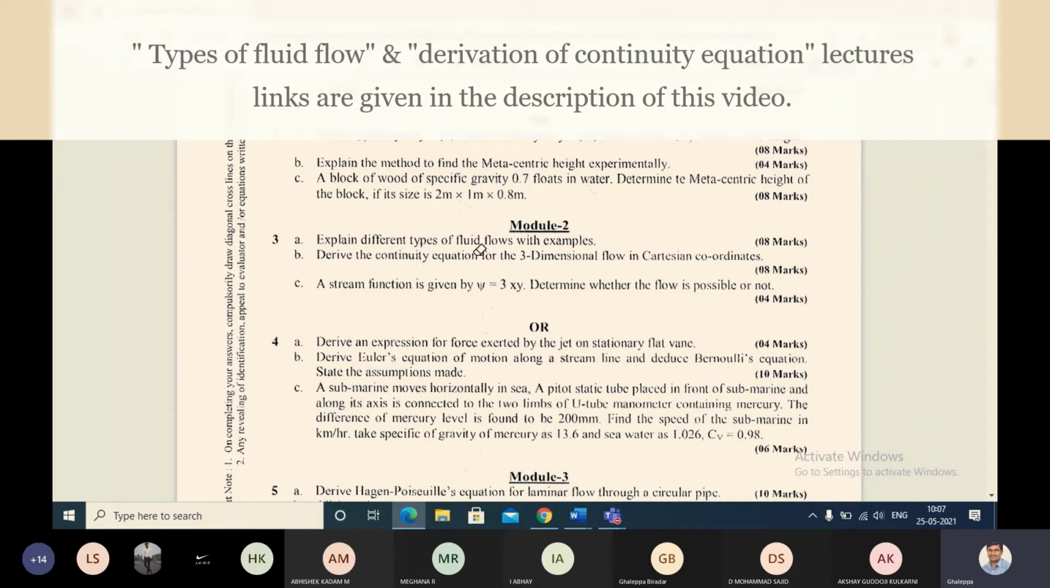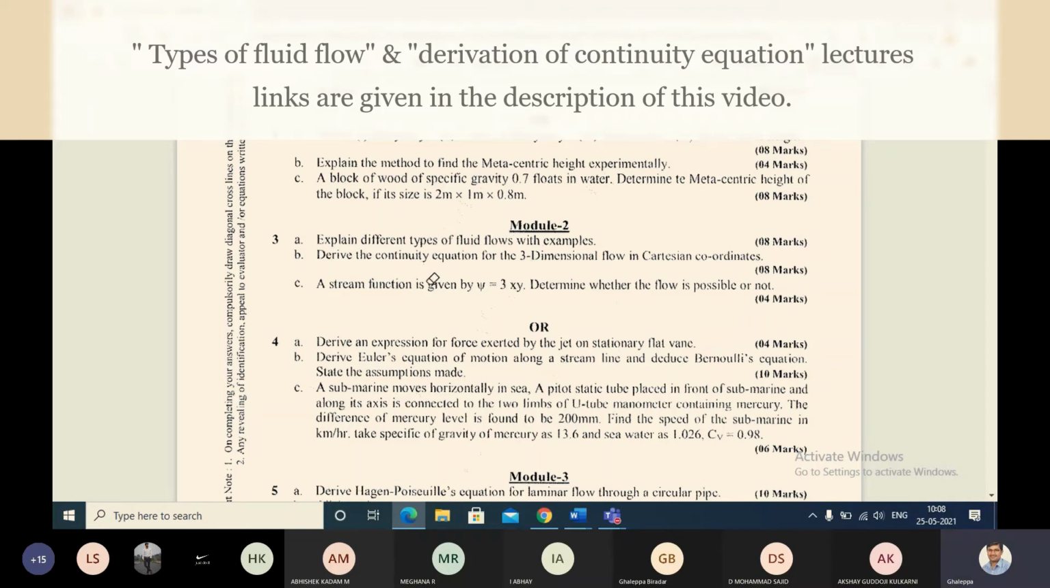There are different types of flows like steady flow, unsteady flow, laminar flow, turbulent flow, one-dimensional, two-dimensional, three-dimensional flow, rotational flow, irrotational flow, and uniform and non-uniform flow. It is asked for 8 marks. The video lectures on these theory topics are available in the video description box. The link is given. Click on the link and you can watch the different types of flow.